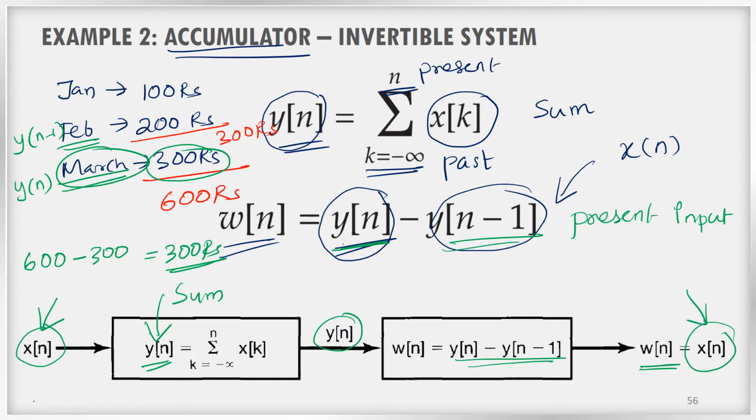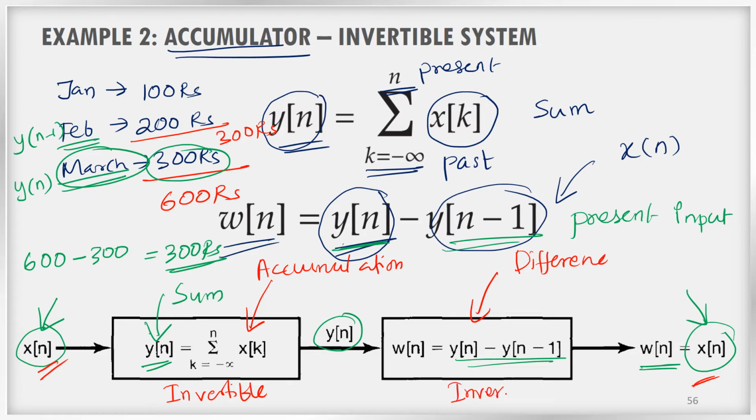In this case also, the accumulation, or summing, operation is cancelled by the difference operation. So you can get back the original signal x of n. This particular system, where this reversing is possible, is known as an invertible system. And the system which produces the input from the output is known as the inverse system.